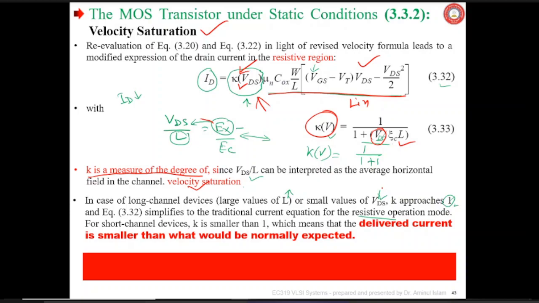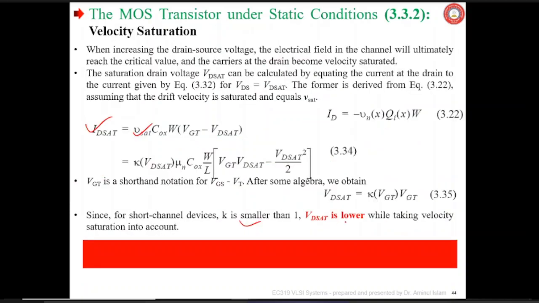Same ID sat is written, putting the value of V sat. You know, V sat, we have seen how it is related with the electric field in the previous slides. For short channel devices, K is smaller than 1 and VDSAT is lower while taking velocity saturation into consideration. VDSAT is the drain-to-source voltage at which saturation of the current is going to occur.